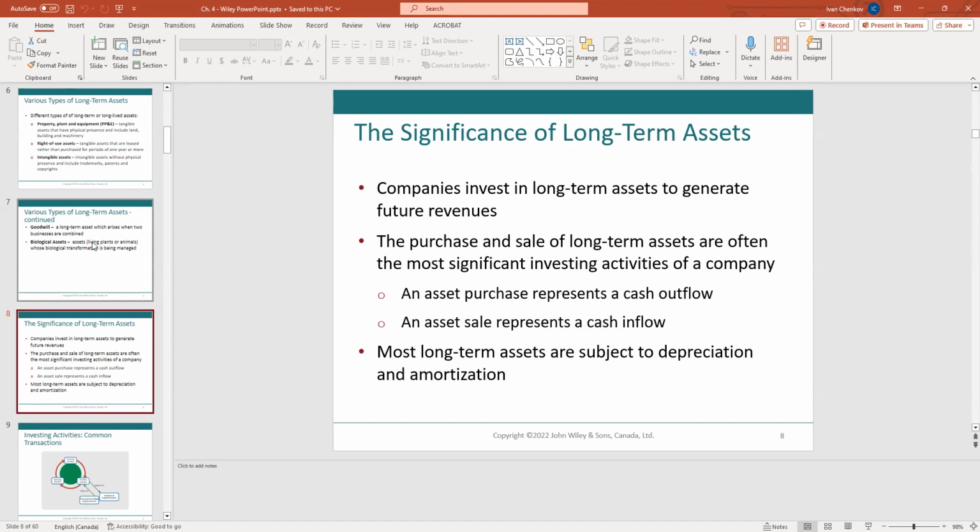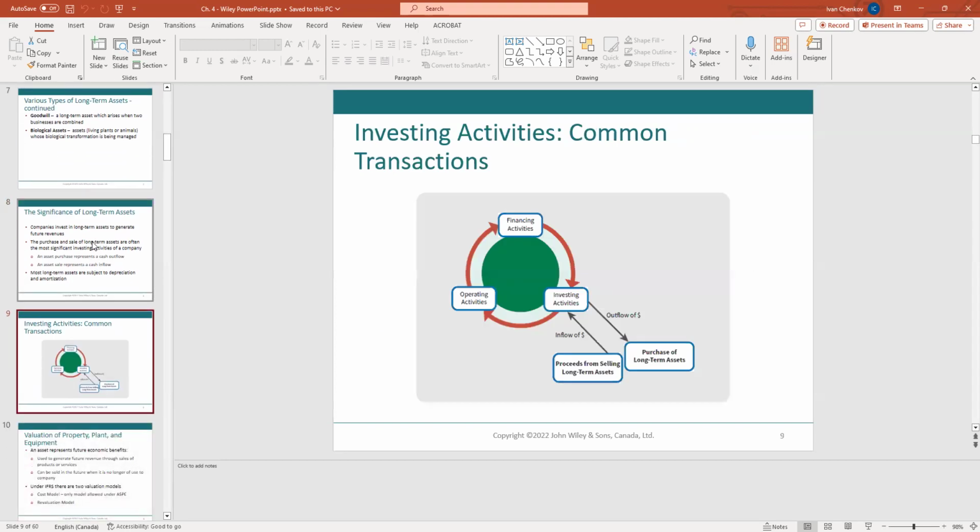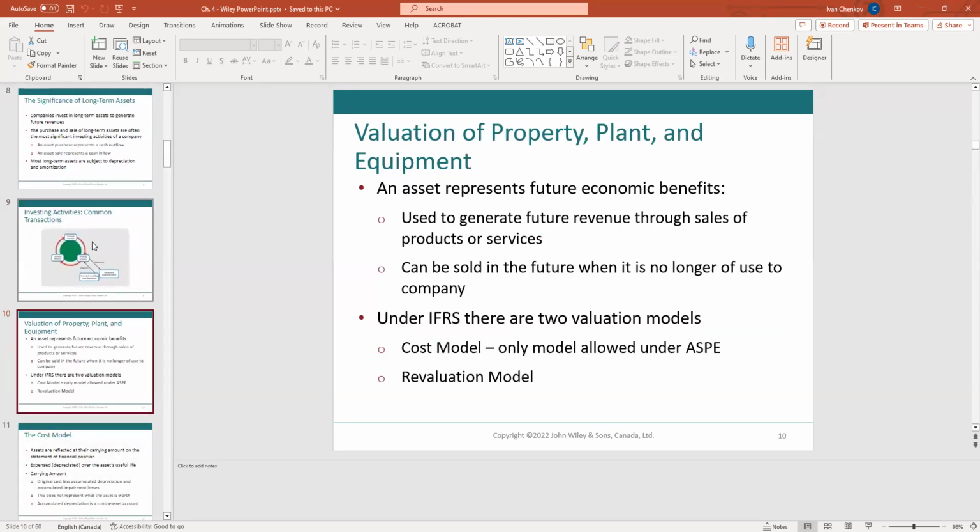Now, most of the assets are subject to depreciation and amortization. What's happening here? With long-term assets, we're dealing only with the investing activity as part of the cash flow statement. So cash goes out to purchase the long-term assets, and cash can come in from the proceeds once we sell the assets, whatever we get.